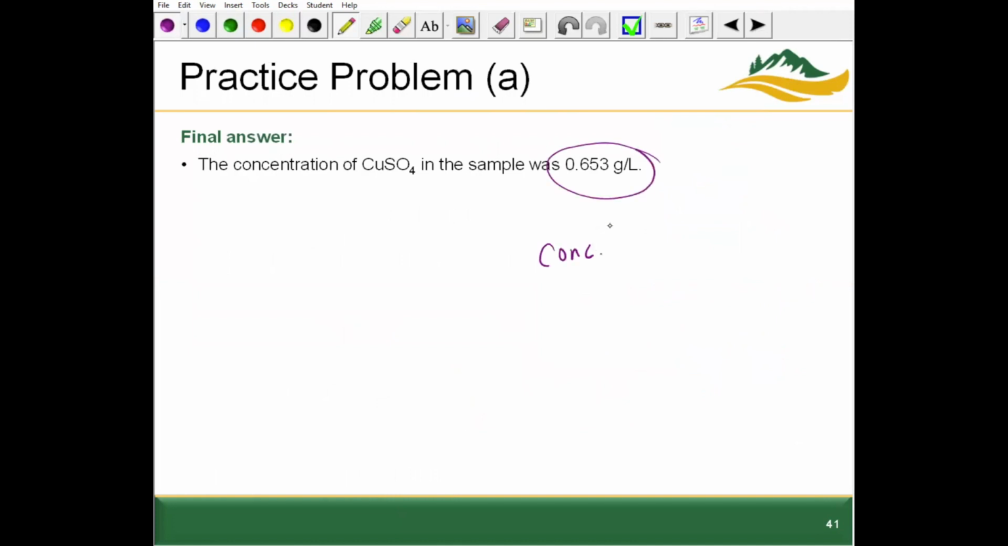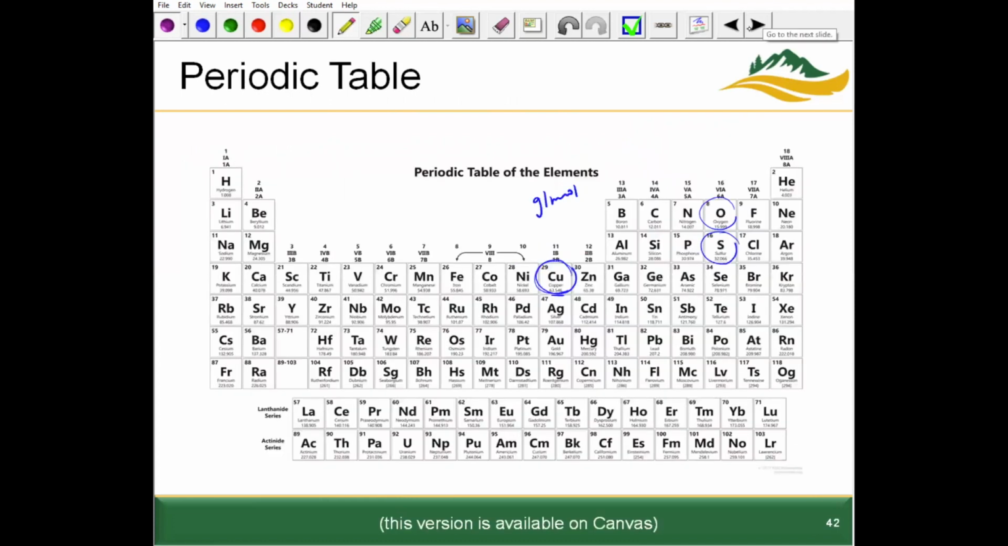Pay attention to what units of concentration you're being asked to calculate, because here we wanted grams per liter. You may also want to calculate at some point milligrams per liter or moles per liter. Here you would be asked for the molarity. So just pay attention to what units you're being asked to calculate. This is a version of the periodic table that is available for you on Canvas, so this is always accessible.